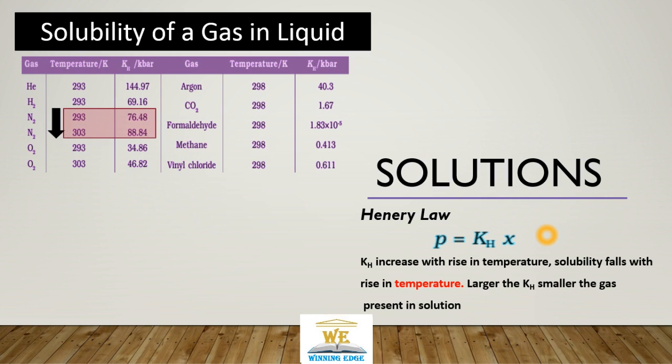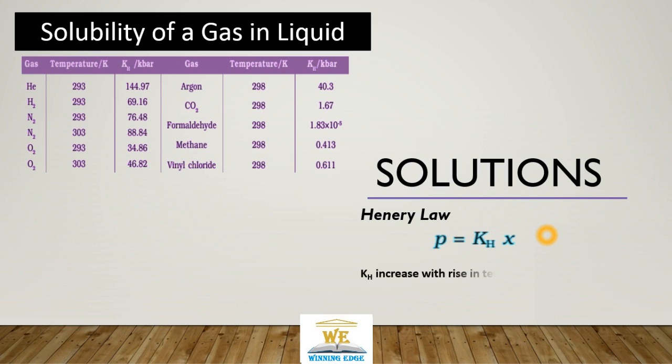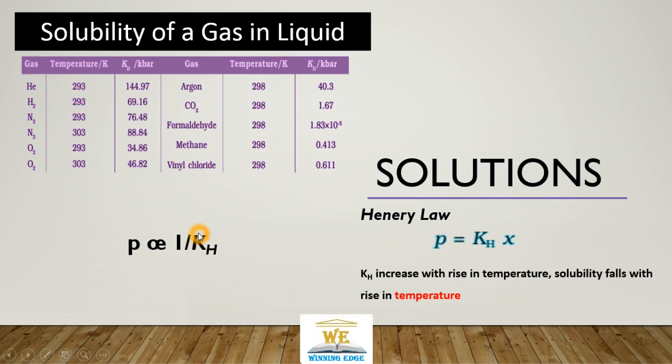Here we see nitrogen. Henry's constant will increase with temperature. The same thing with oxygen. So Henry's constant is directly proportional to temperature. And partial pressure of a gas over the solution is inversely proportional to Henry's constant, which is directly proportional to temperature. So higher the temperature, lower will be the partial pressure of gas above the liquid surface. Smaller will be the mole fractions in solution.